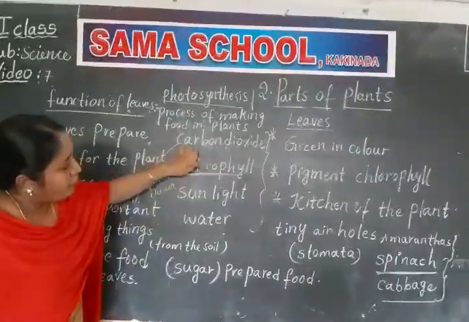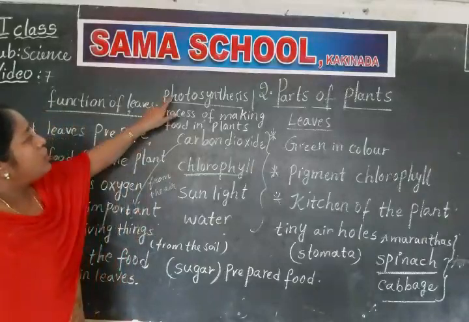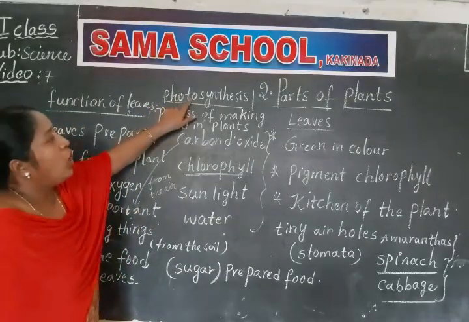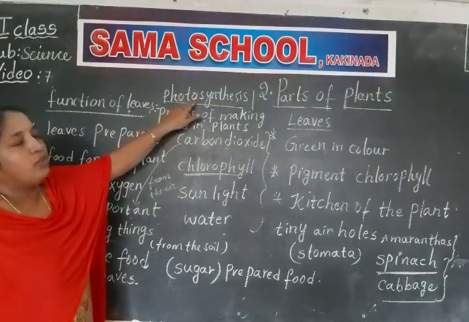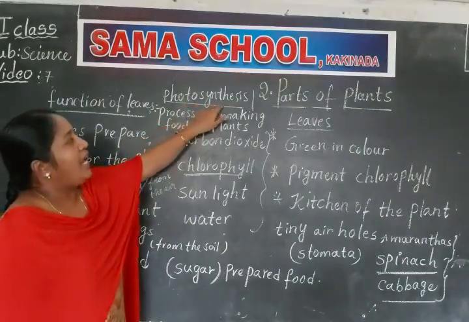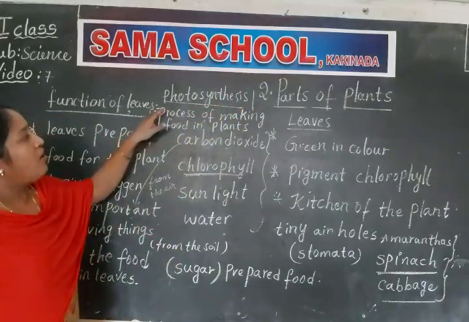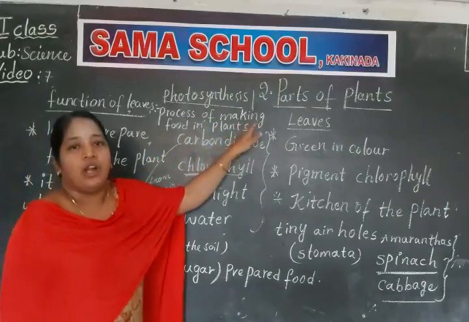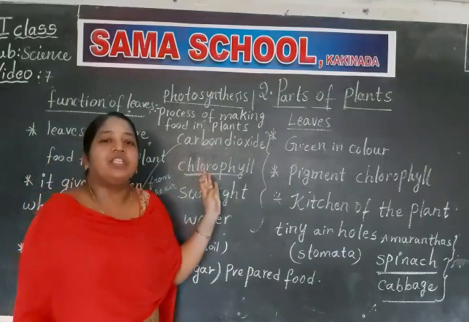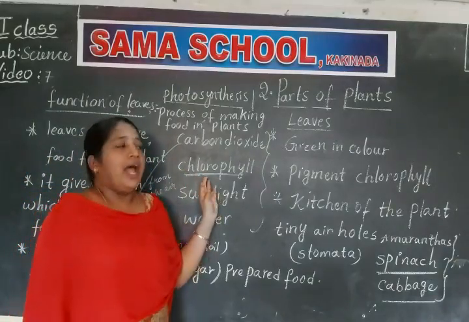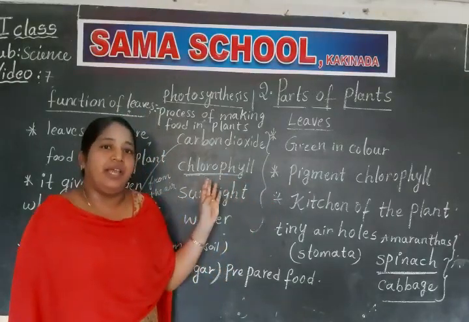By using these four substances, plants can prepare their own food material. That process we call photosynthesis. Photosynthesis, P-H-O-T-O, photo, S-Y-N-T-H-E-S-I-S. The process of making food in plants is called photosynthesis. So plants are the only living things on the earth which can prepare their own food material, and all the remaining living things depend upon plants and other animals for their food.